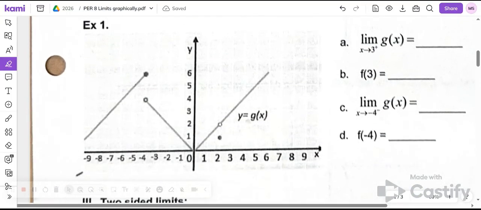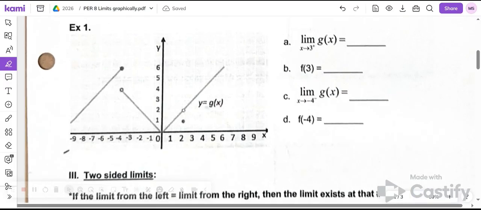So we've got a lot going on here, right? Let's just look at it. What do you guys see when you look at this graph? Call it out. A V, I see a V. Okay, beautiful. What else do you see? Open and closed circles, right? They're going to become kind of important. Let's see what it's asking you first.